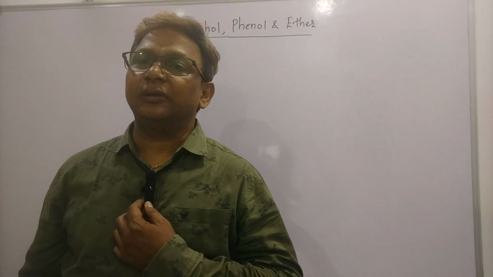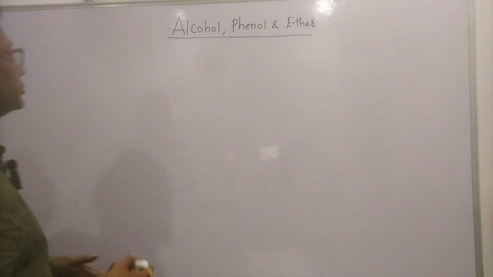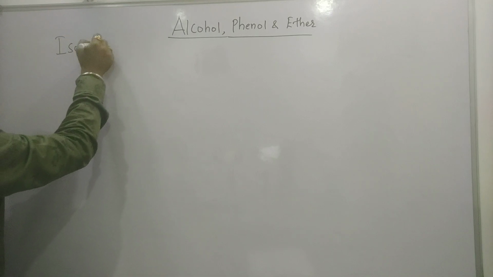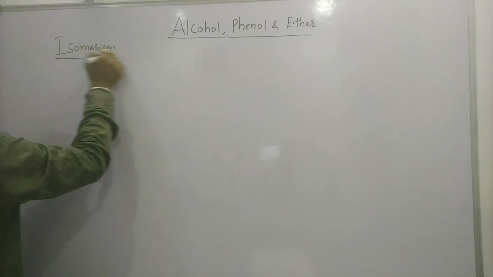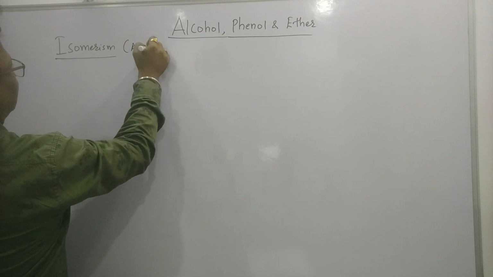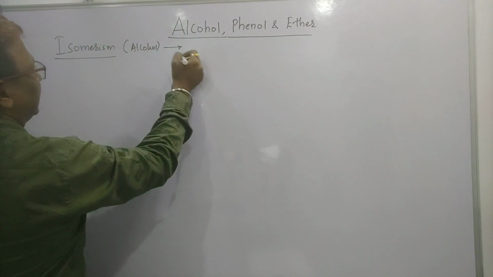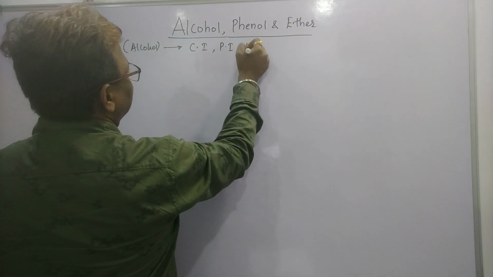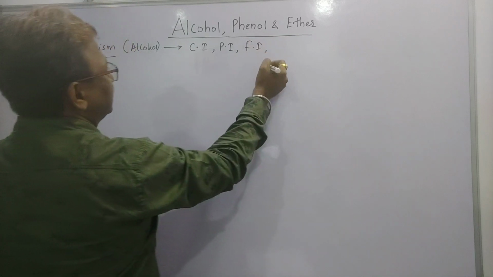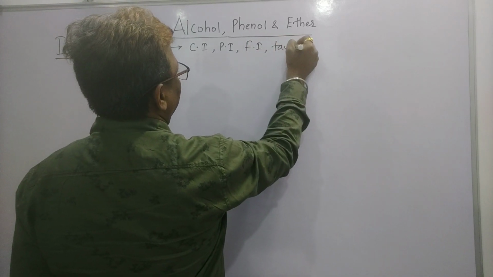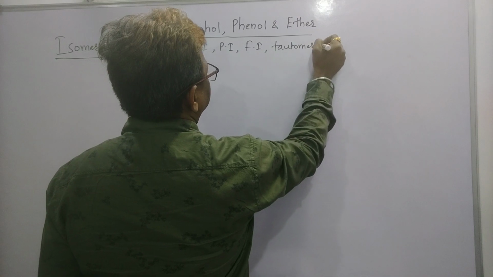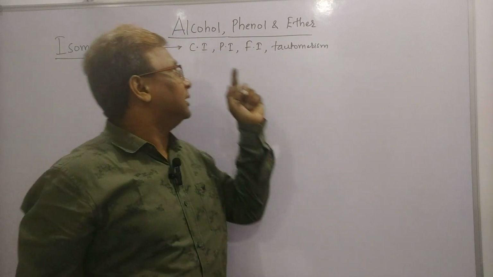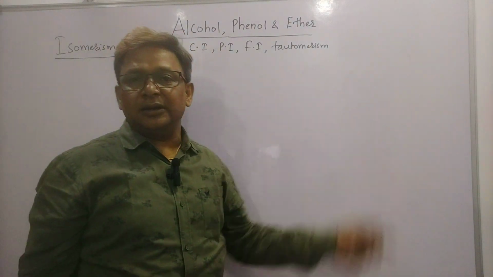We have seen the nomenclature. After that, we are going to discuss isomerism in alcohol. Listen here. Isomerism in alcohol. Let me tell you, it exhibits chain isomers, it exhibits positional isomers, even it exhibits functional isomers, even it will exhibit tautomerism. Now let me explain. I will give some examples of chain, positional, functional, and then tautomerism.